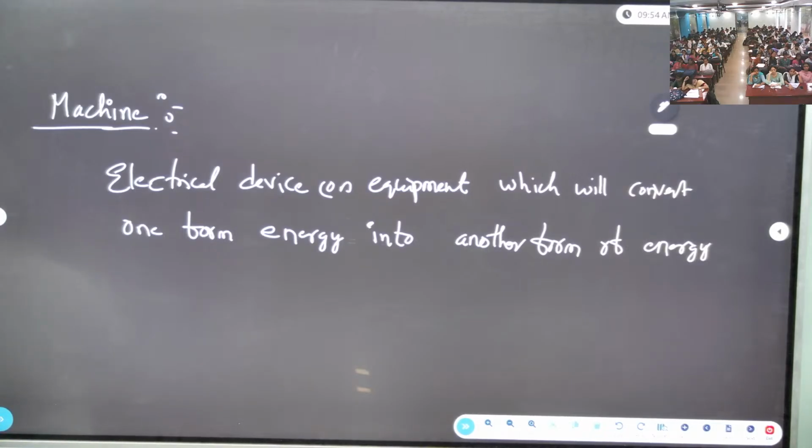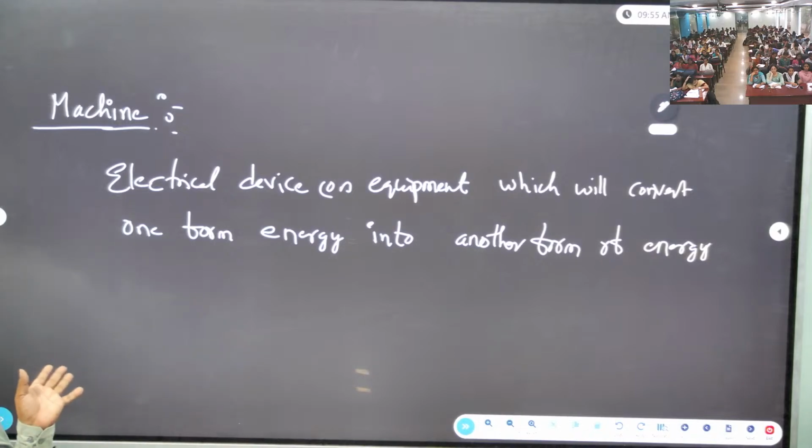Rotating. Okay, so it is rotating. So it is now electrical energy. You are giving electrical power. So electrical energy into rotating. Rotating is nothing but mechanical energy. So electrical energy into mechanical energy. Best example. Okay, so that's why.